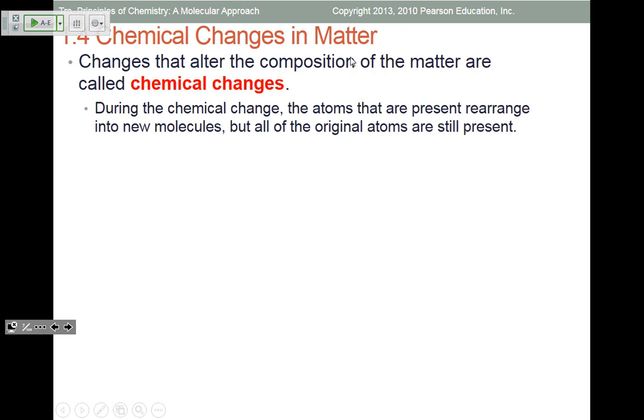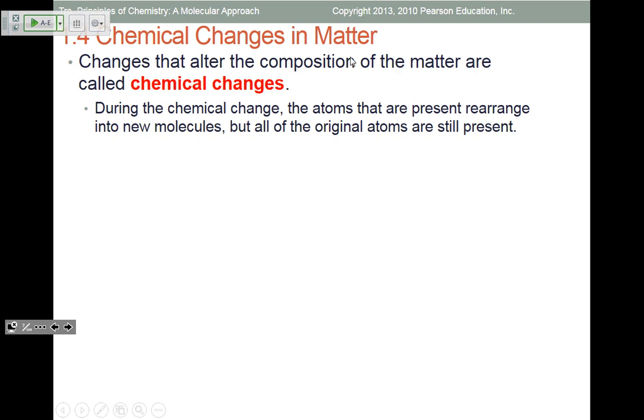Now, if we're altering the chemical composition, if we're actually changing something about the chemicals, that's where we're going to look at chemical changes. And that's what we're going to be focusing on in a huge amount in this particular class, because of course this is chemistry. So what we're going to be looking at is chemical reactions, actually changing the chemical makeup of our substances. So if we have a chemical change, the atoms that are present rearrange into new molecules, though, again, remember, we're not making or forming new atoms. They're there at the beginning and the end.